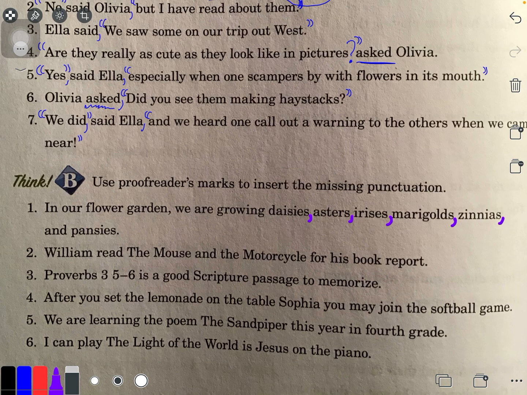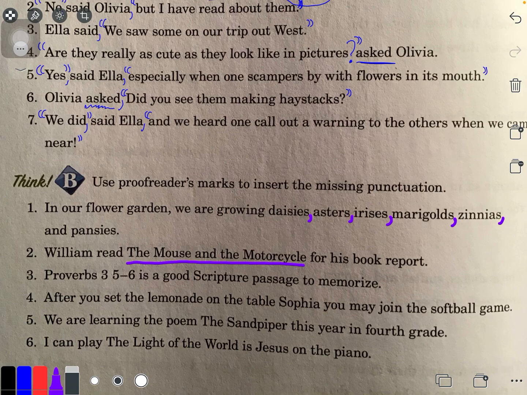William read The Mouse and the Motorcycle for his book report. Ah, so I know it's a book because it's a book report. What's the title of the book? Can you see it? They kind of make it obvious because they capitalize it. William read, and then here we go, The Mouse and the Motorcycle. So we need to underline that because it's the name of the book. All right, here we go.